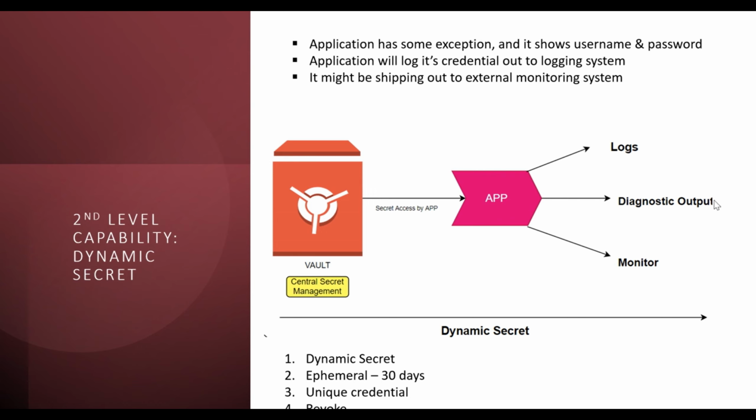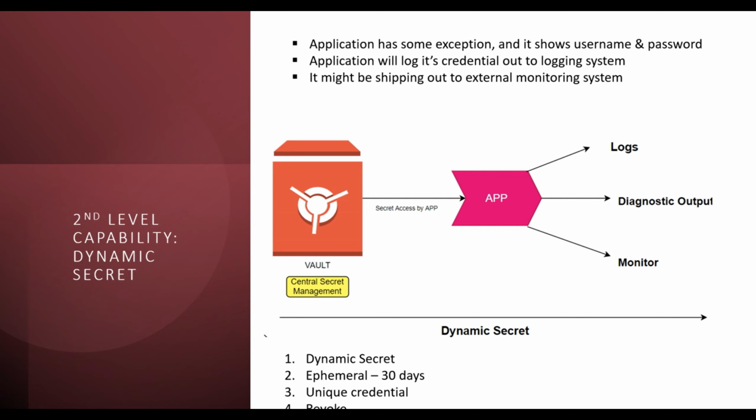There may be some diagnostic output, and the application has some exception and it shows the username and password in the output as well. It might be that you are using some external monitoring system and the application simply ships out your credentials to that monitoring system. So for such kinds of problems, Vault has solved them with the help of dynamic secret.